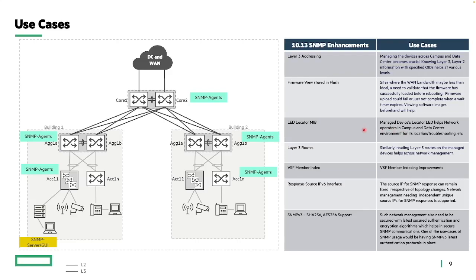Next, we can also locate the devices in a particular data center or campus environment and set those LEDs in such a way as to locate the device through SNMP. Managed device locator LED helps network operators in campus and DC environments for location, troubleshooting, etc. So we have a lot of good reasons to need this managed through SNMP. Layer 3 routes. Similarly, we also need to know what routes are present in our device, the route entries in the routing table. Reading layer 3 routes on the managed device helps across network management, of course.